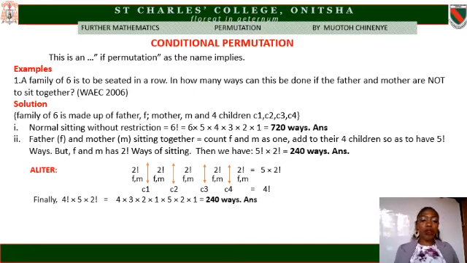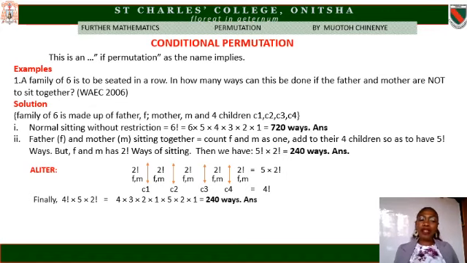Also, another aspect of it is when the father and the mother choose to sit together. If they are sitting together, you count the father, which is represented as F, and the mother, which is represented as M, as 1. That means count the father and mother as 1, add them to their 4 children, and when you do that, you are going to have 5 factorial.